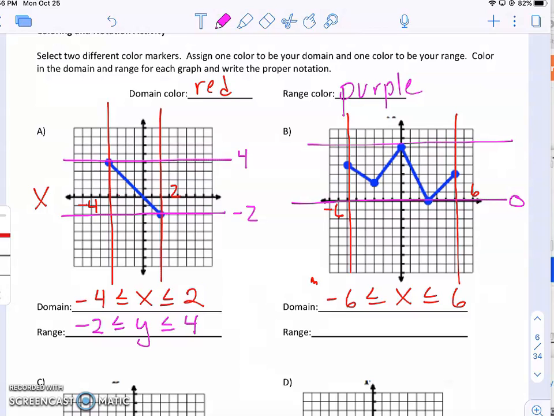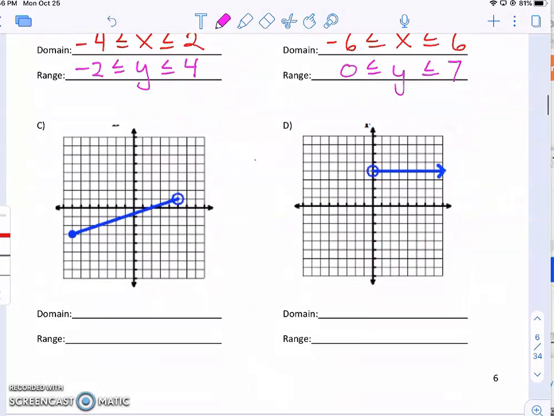Well, this is at a height of 0. 1, 2, 3, 4, 5, 6, 7. So 0 is less than or equal to y is less than or equal to 7. And we're going to continue to look at these. So there are a couple of notation things that we're going to talk about.